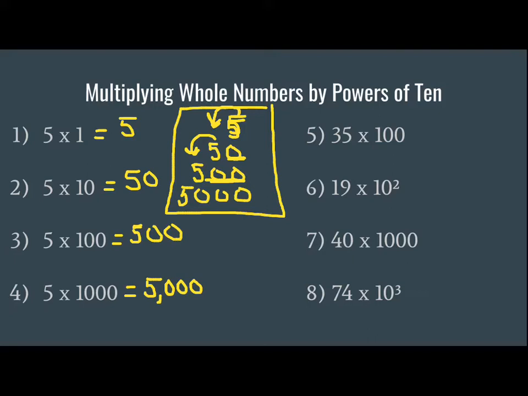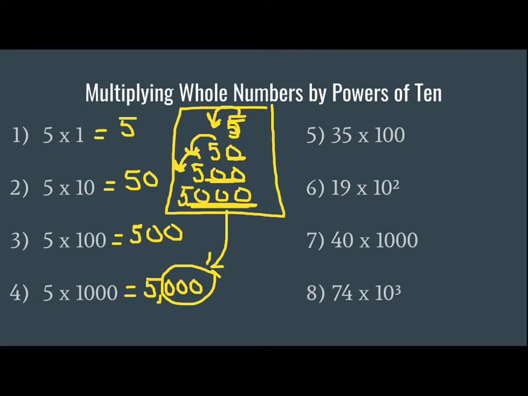Same thing for 5 times 1,000. We needed to bump that 5. And how did we do that? We had to put in 3 zeros to turn that into the thousands place. Okay, so let's take a look at some of these patterns. Notice we have 3 zeros in that 5,000. We have 3 zeros in our answer.